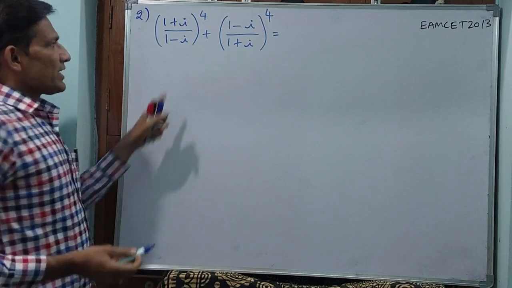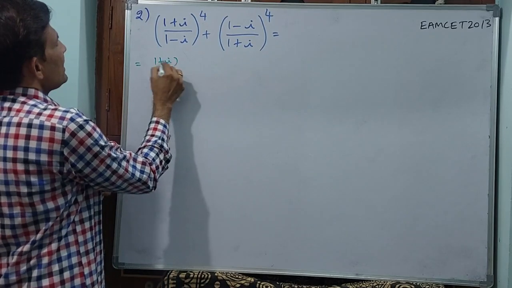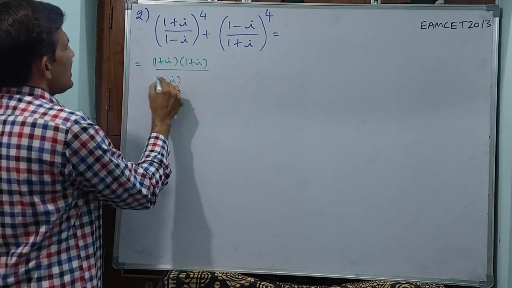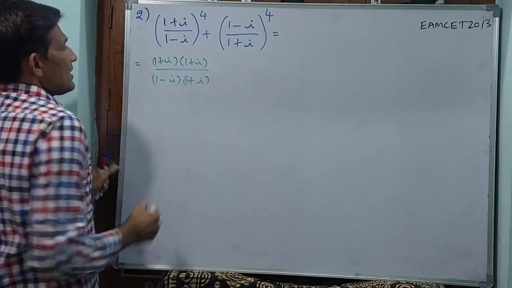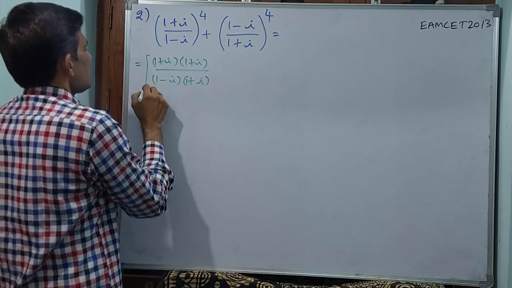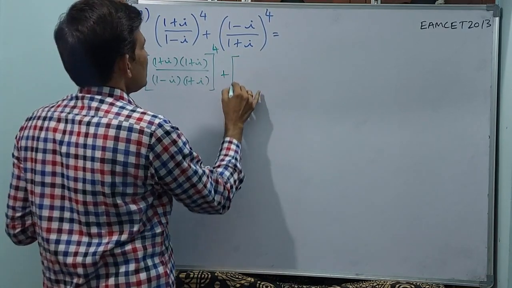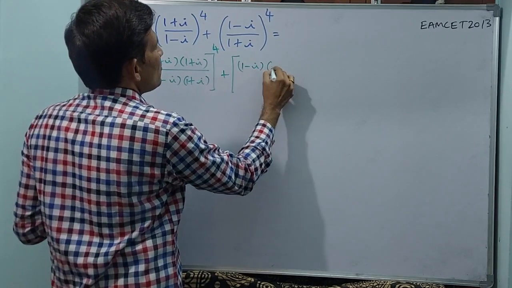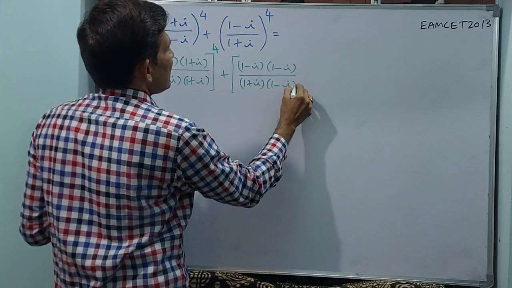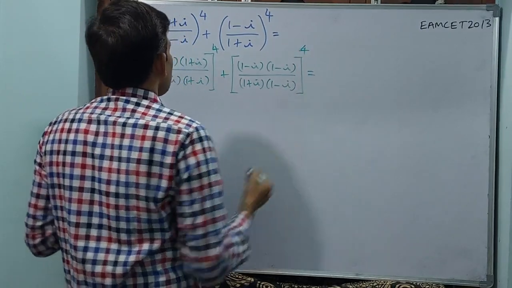Okay, let me write. You see, rationalize this. See what I am doing now. That is equal to 1 plus i into 1 plus i divided by 1 minus i into 1 plus i. Why? See, you have taken the denominator's conjugate and you are multiplying. That is called rationalization. You keep to the power of 4 plus. Here also, 1 minus i into 1 minus i divided by 1 plus i into 1 minus i. Conjugate you have taken, you have multiplied, to the power of 4.